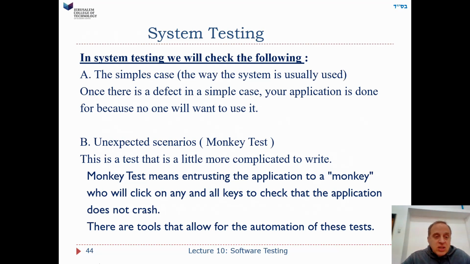But we can also check what's called monkey testing, which is unexpected scenarios. It's a complicated test to write because it requires some randomization. The reason it's called monkey testing is that we're essentially giving our program to a monkey and letting him click any and all keys and check that the program doesn't crash. In other words, we're seeing if there is some unusual, maybe illogical combination of key presses that will ruin our system.